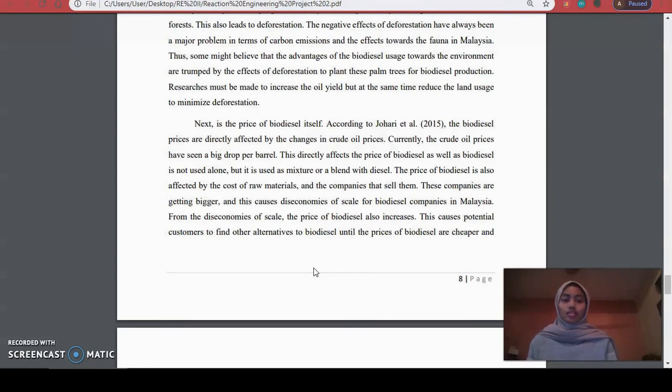The price of biodiesel is also affected by the cost of raw materials and the companies that sell them. These companies are getting bigger, and this causes diseconomies of scale, which means the cost per unit also gets bigger. This also causes potential customers to find alternatives to biodiesel until the prices of biodiesel are cheaper and stable. I think that's all for me.